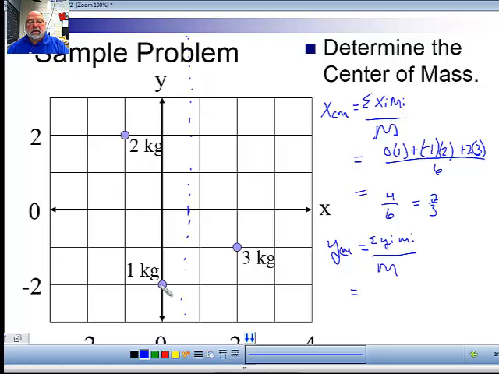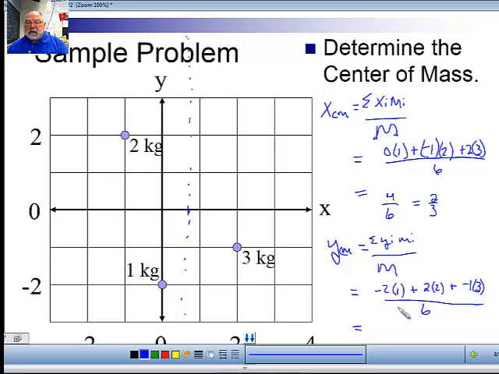Okay, so the y component of the first particle, or the y coordinate, is -2 times the mass, which is 1, plus the y coordinate of the second particle times its mass, plus the y coordinate of the third particle times its mass, divided by the total mass. Well, that's still 6.